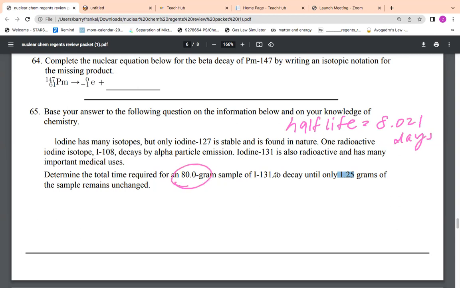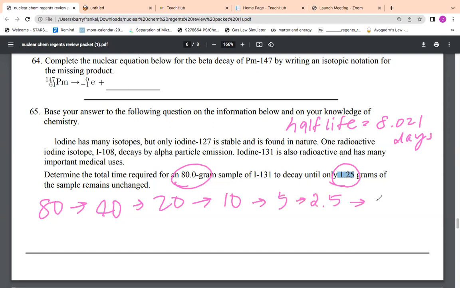Now, they're giving us the starting amount and a finishing amount. We've gone from 80 grams down to 1.25. How many times did this thing have to decay to go from 80 to only 1.25? Again, this is the number of half-life periods. So let's test it out. 80. After one half-life period, we've got 40. After another, 20, another 10, another 5, another 2.5, and another 1.25.